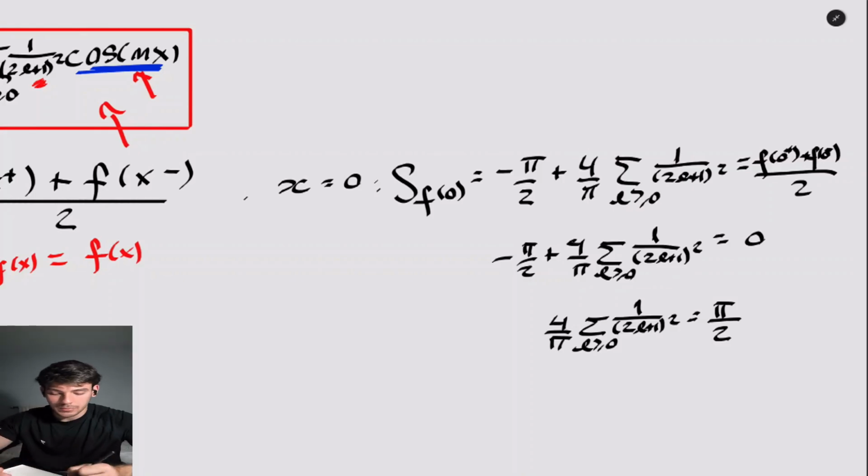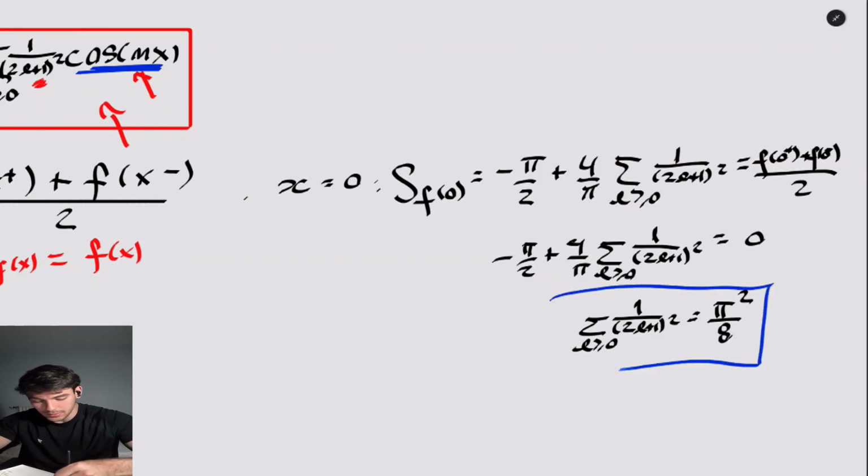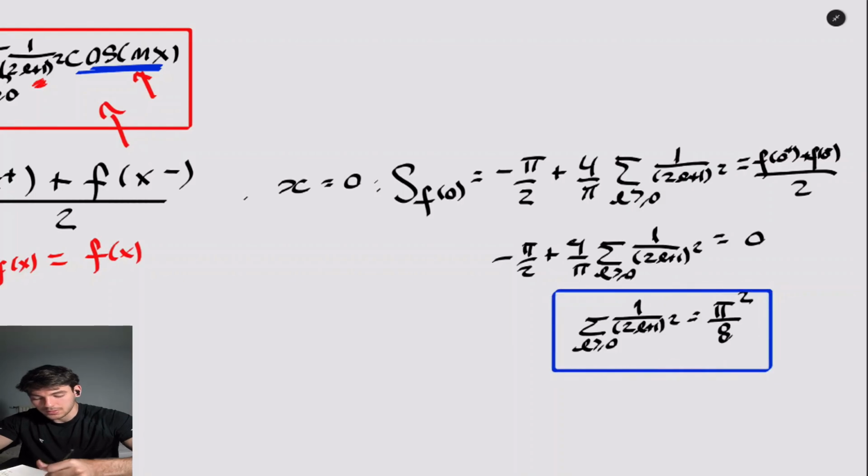And then we're going to multiply this pi here. We'll have pi squared. And we're going to divide this 4 here. We'll have 2 times 4 here, so 8. So that's the value of the sum that the question is asking for.